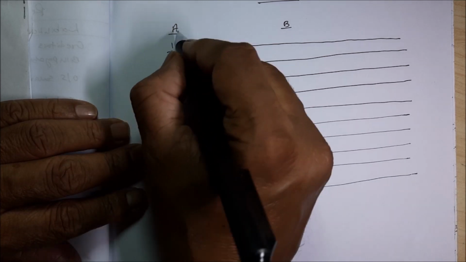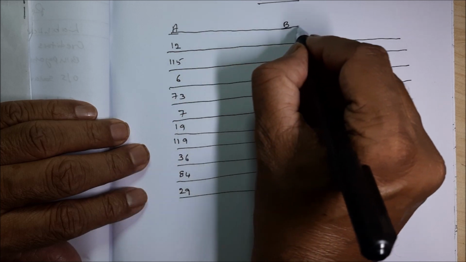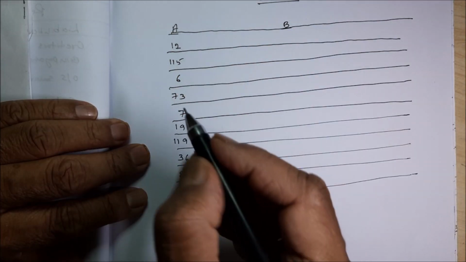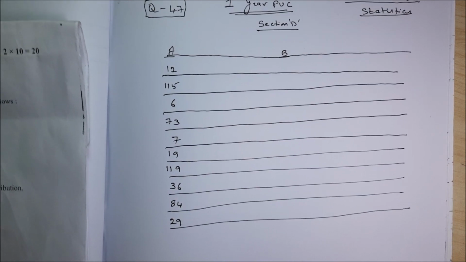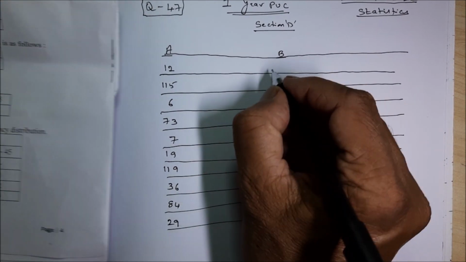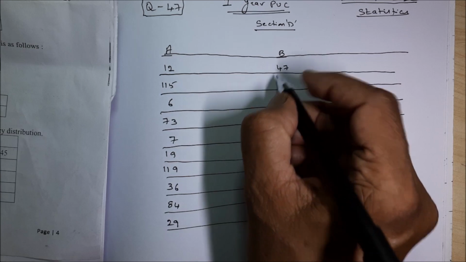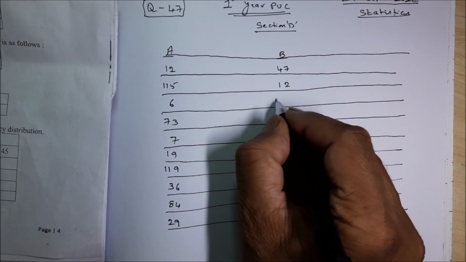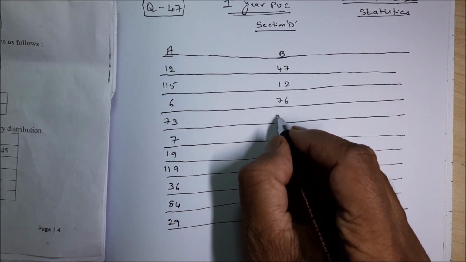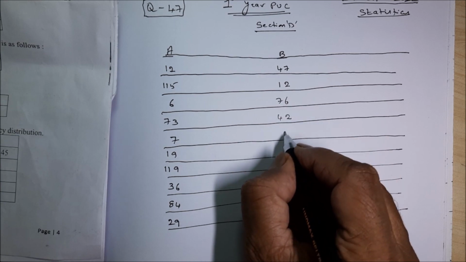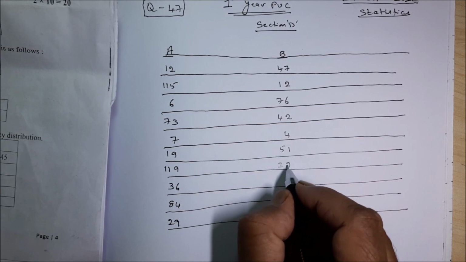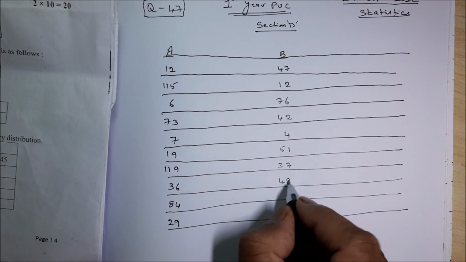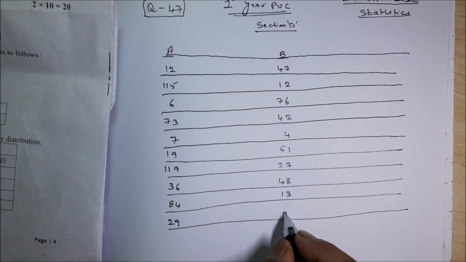Right? Now B: 47, 12, 76, 42, 4, 51, 37, 48, 13, 0.